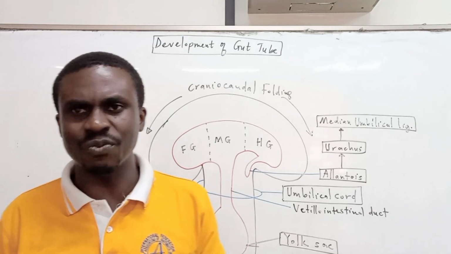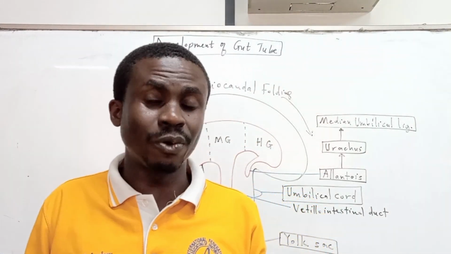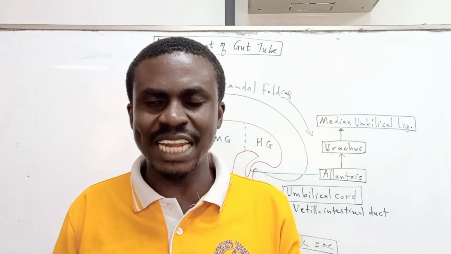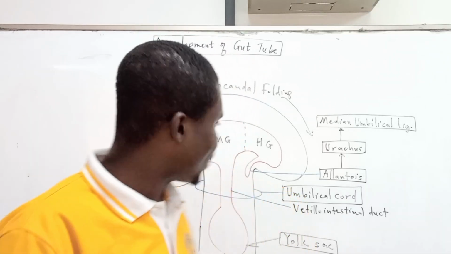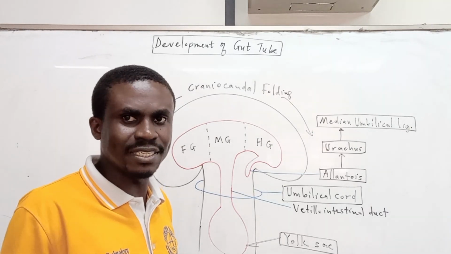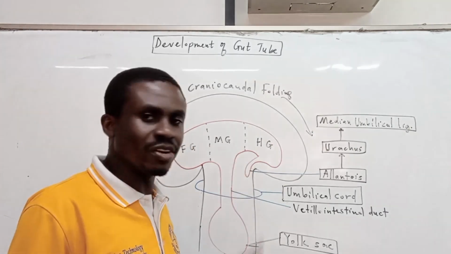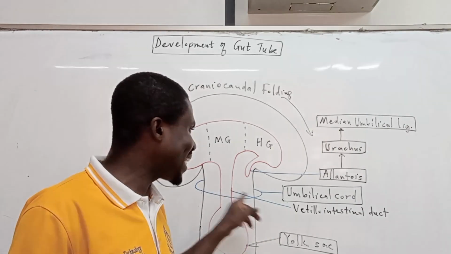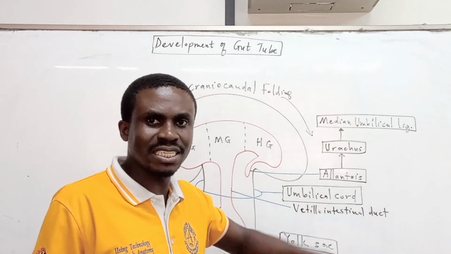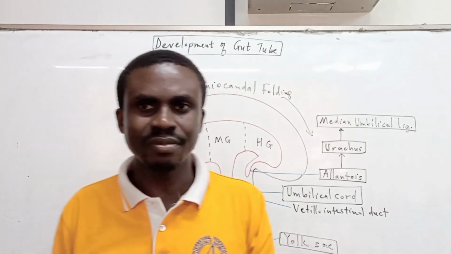Yes, it will develop around the 4th week of intrauterine life, but what we see is that around the 9th week of intrauterine life, where the placenta begins forming, the placenta now eventually becomes the source of nourishment to the developing embryo. And therefore, this guy gets obliterated. This guy, by way of the vitello-intestinal duct, gets obliterated.